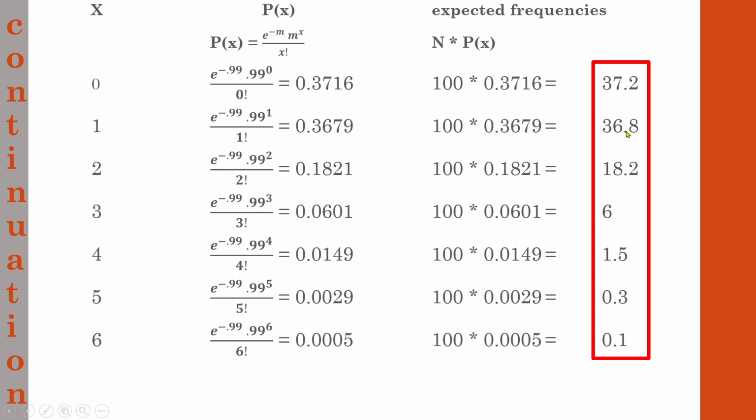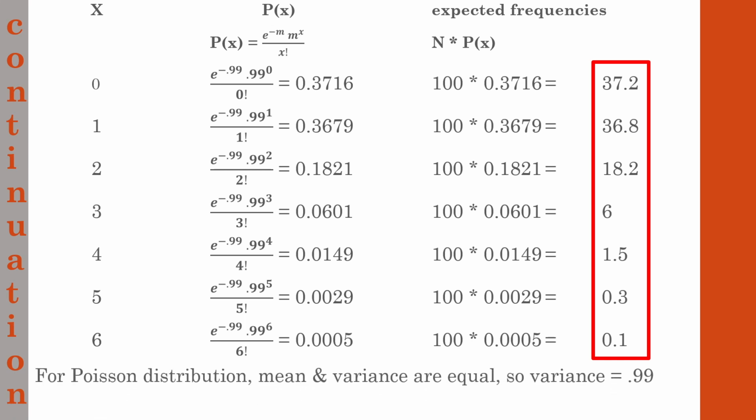And in the question it is also mentioned that you need to find the value of variance. I hope we all know the value of variance, because as per the Poisson distribution concept, the mean and the variance value are almost the same. And we already found the value of mean, that is 0.99. So the variance value will also be 0.99.